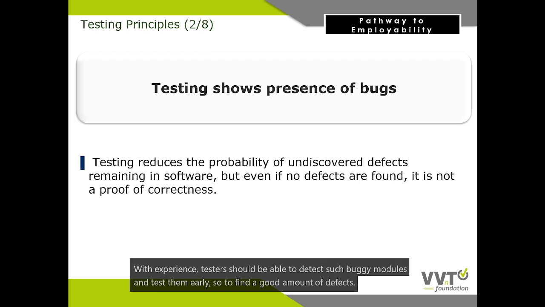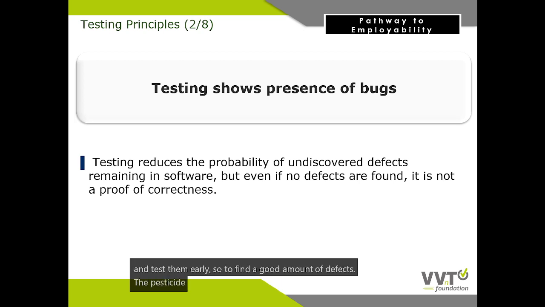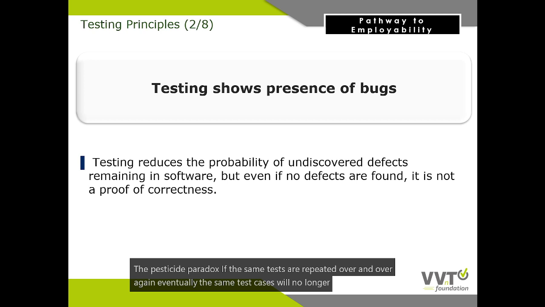The pesticide paradox. If the same tests are repeated over and over again, eventually the same test cases will no longer find new bugs. To overcome this, the test cases need to be regularly reviewed and revised, adding new and different tests to help find new defects.